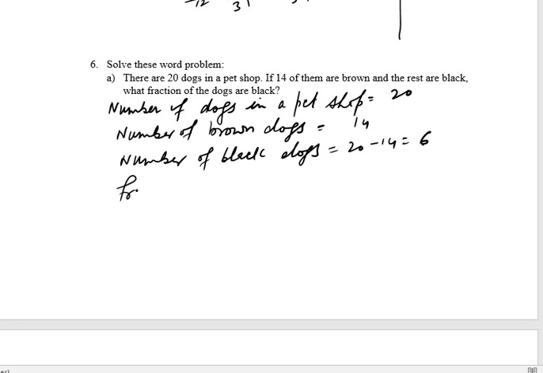The fraction of black dogs. How do we write a fraction? How many black dogs are there? 6. Out of how many total dogs are there? 20. So it will become, we can simplify it, 3 upon 10. So these are the black dogs.